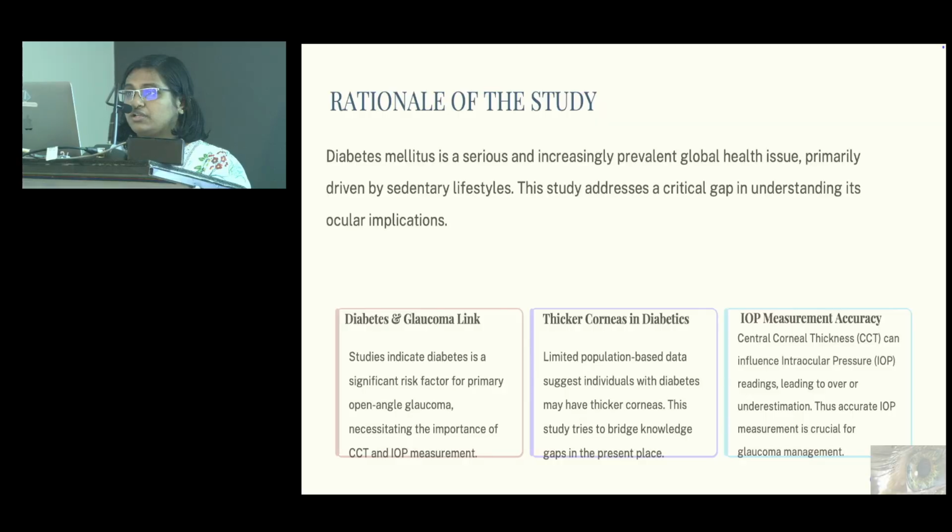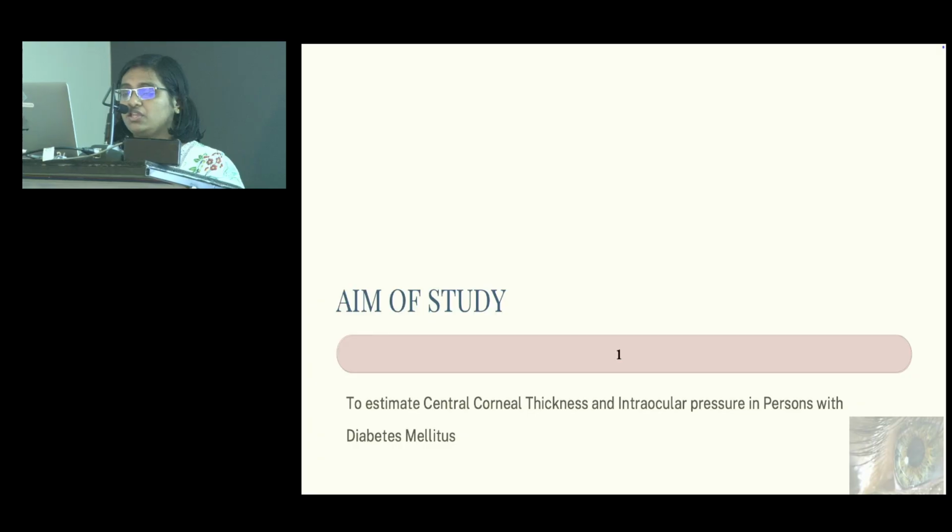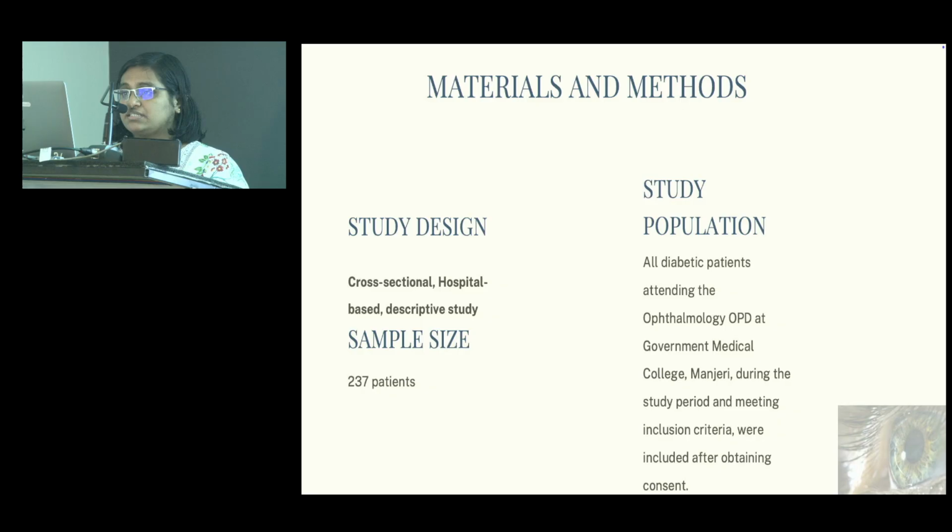There is an importance in checking the central corneal thickness of diabetic patients. So the aim of the study is to estimate central corneal thickness and intraocular pressure in persons with diabetes mellitus. The study design is a cross-sectional, hospital-based, descriptive study with a sample size of 237 patients. The study population included all diabetic patients attending the ophthalmology OPD of our medical college during the study period and meeting inclusion criteria, who were included after obtaining consent.